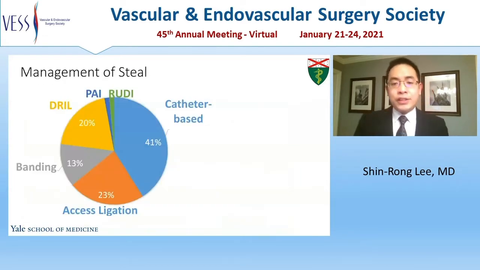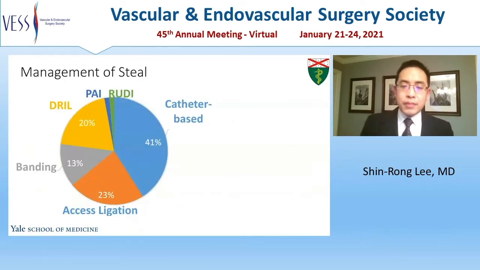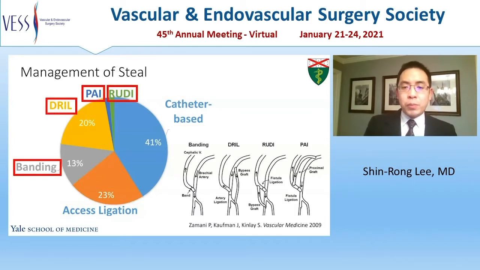Six procedures for reintervention were tracked in the VQI. Most commonly utilized were catheter-based procedures, presumably for treating arterial lesions. 23% were treated with access ligation, and the rest were treated with open surgical revision. Of the 4 best-known revision procedures for steal, distal revascularization with interval ligation, or DRIL, was most popular, and this was followed by banding. Revision using distal inflow and proximalization of arterial inflow accounted for just 3% of reinterventions.